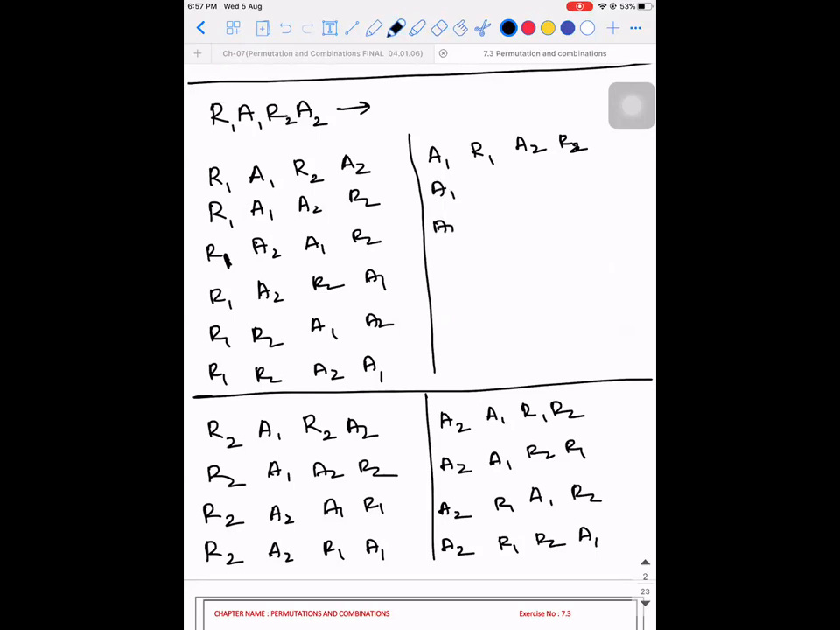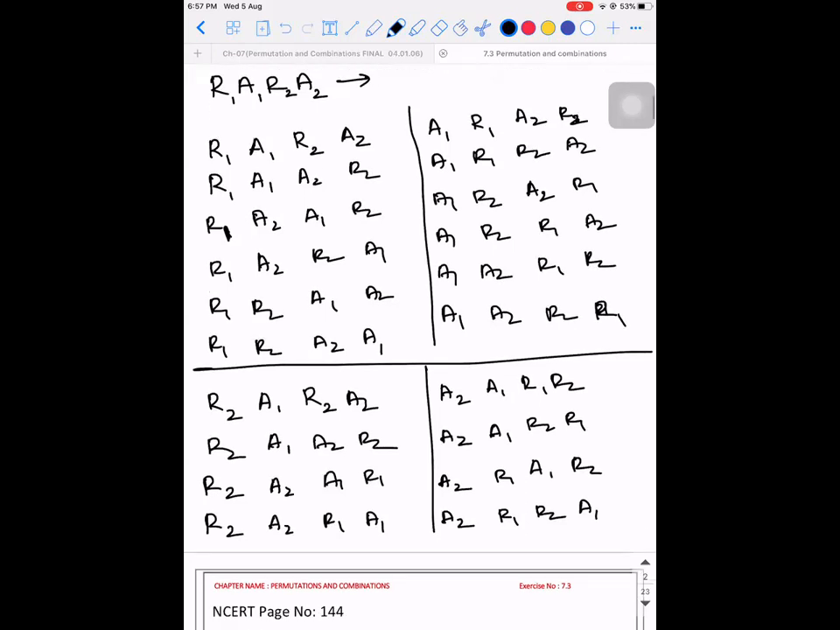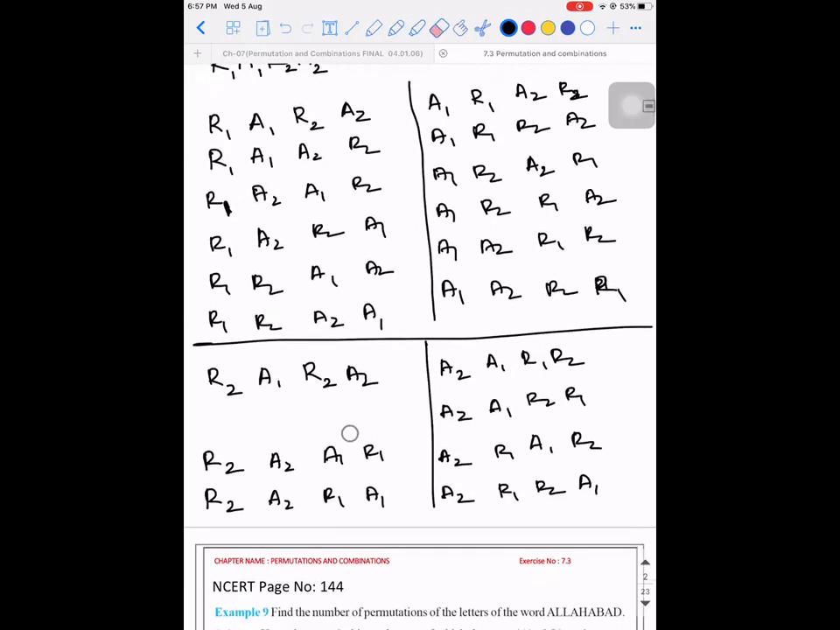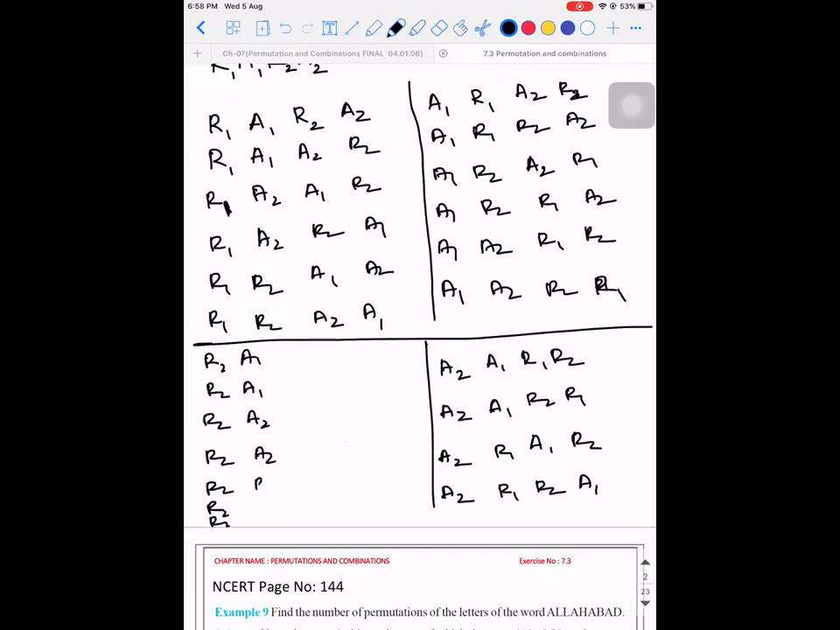A1 fixed, then R1, R1, R2, R2, A2, A2. A2, A2. So R2, A2, A2, R1, R1, A2. R1, R2, R2, R1. Correct? So now what am I fixing? R2 is fixed. Because there is no formula that I can derive, I have to explain it like this only. Okay, so concentrate. A1, A1, A2, A2, R1, R1.